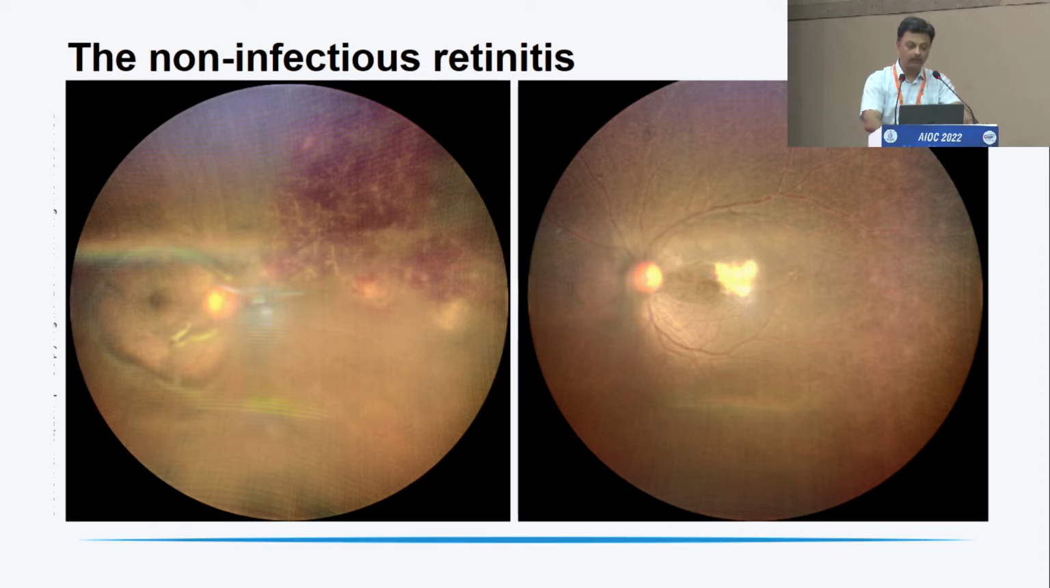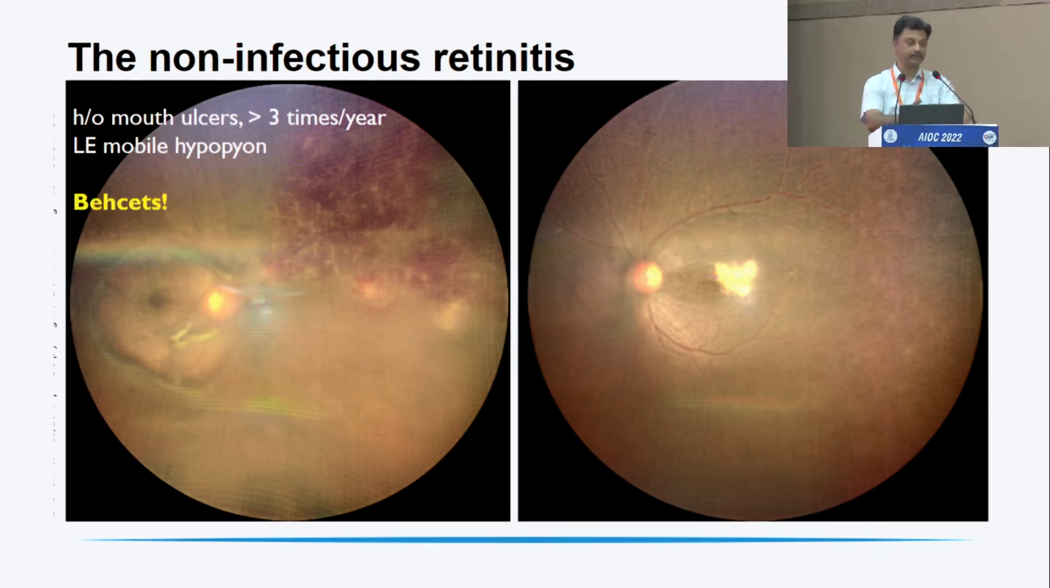Now, when we asked this patient about history of mouth ulcers, we found that there was a history of ulcers more than 3 times a year, and we also found a left eye mobile hypopyon. So this is the way we reach the diagnosis of Behçet's disease in this patient. So this is probably the only exception where a retinitis lesion associated with retinal vasculitis is a non-infectious form of retinal vasculitis.